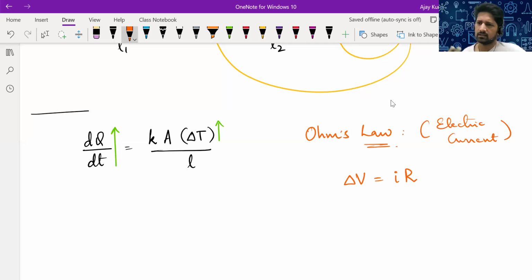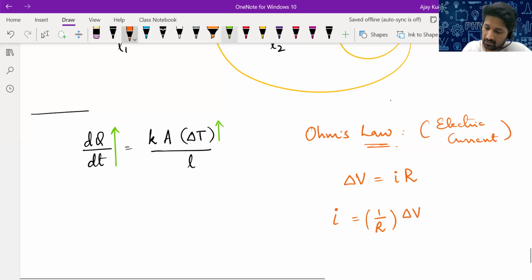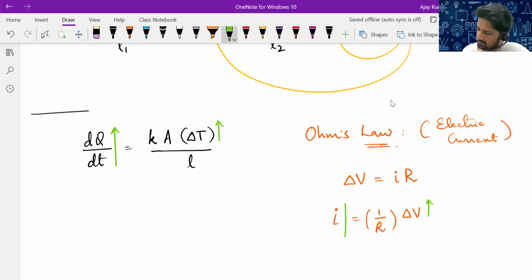Not all conductors obey this, but some conductors do, and this is what we call Ohm's law. So you can write I, electric current, is equal to 1 by R, inverse of resistance, multiplied with the potential difference. And from this equation, we can say that higher the potential difference, stronger will be the current across a given conductor. Potential difference drives electric current, just like temperature difference drives heat current.